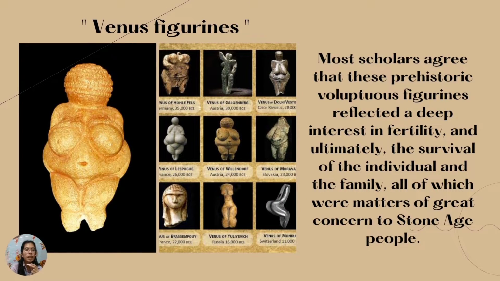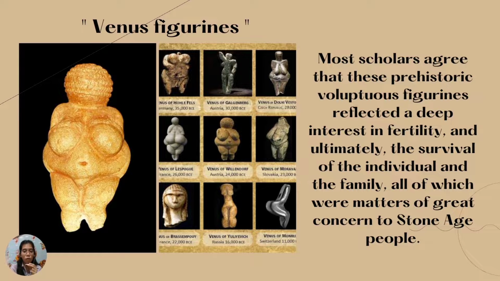Next example is the Venus figurine. An excellent example of the name people gave to the hundreds of small prehistoric statues of women they found. They are labeled Venus figurine after the Roman goddess of love. The most famous of these is the statue of a woman called the Willendorf Venus, depicted with exaggerated sexual features.